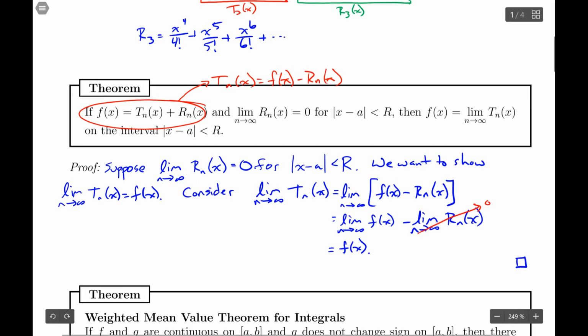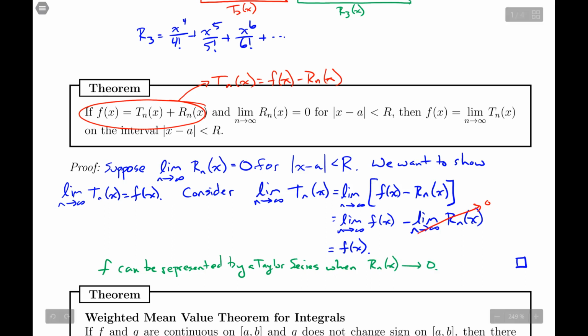So what we've really just stated, and I'll write this down here in green, is what we've just shown is that f can be represented by a Taylor series when the remainder limits to 0. But we still don't know when this happens.